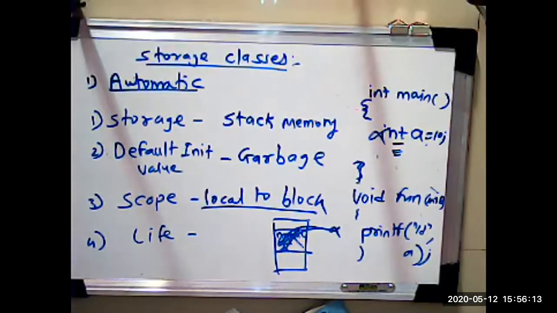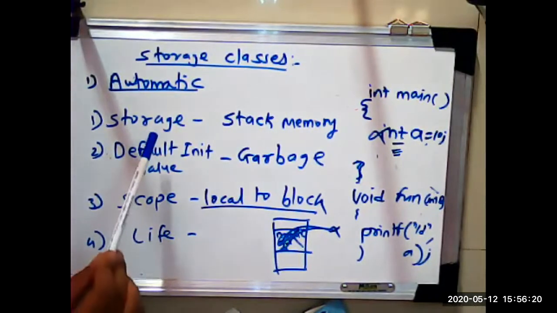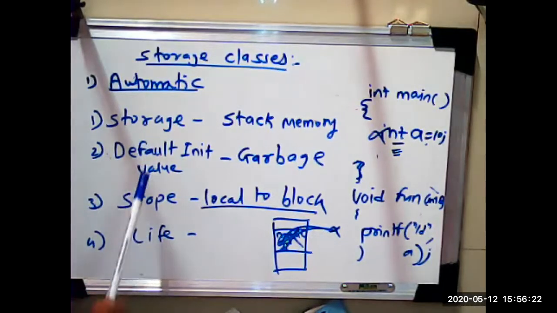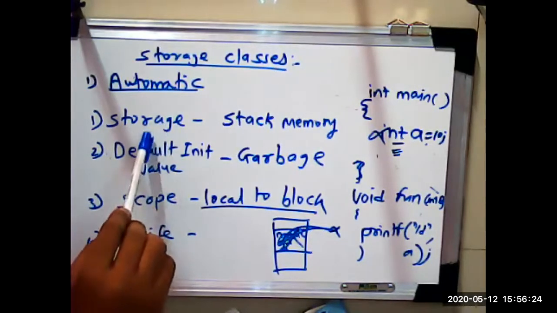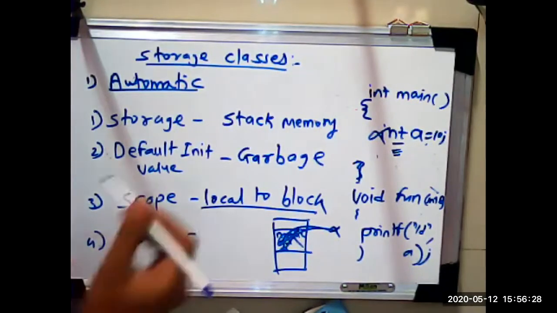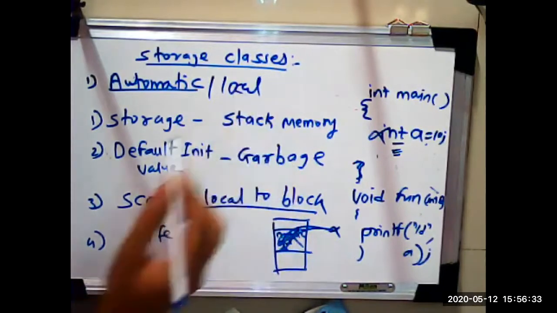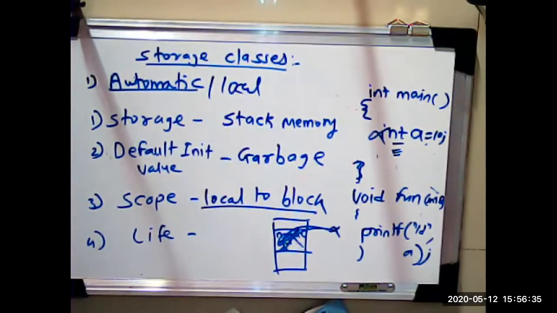Got it? So to define any storage class, we need to define these 4 topics. First one is storage, default initial value, scope, and life. So automatic, also called local variables. Storage is stack, default initial value is garbage, scope is local to the block in which the variable is defined, and the life is till the program control remains in the block in which the variable is defined.